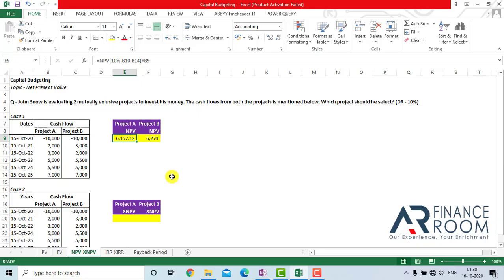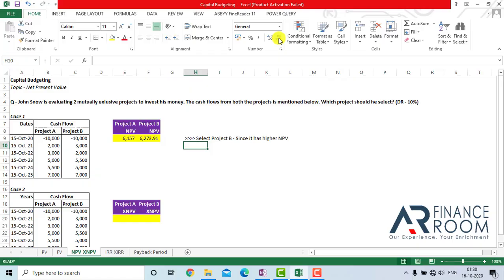So I have the value of 6274. Now, what project will you invest in? So you infer from this that you will select project B since it has higher NPV. All right. Now, this is one concept, NPV, net present value. I hope this thing is clear.